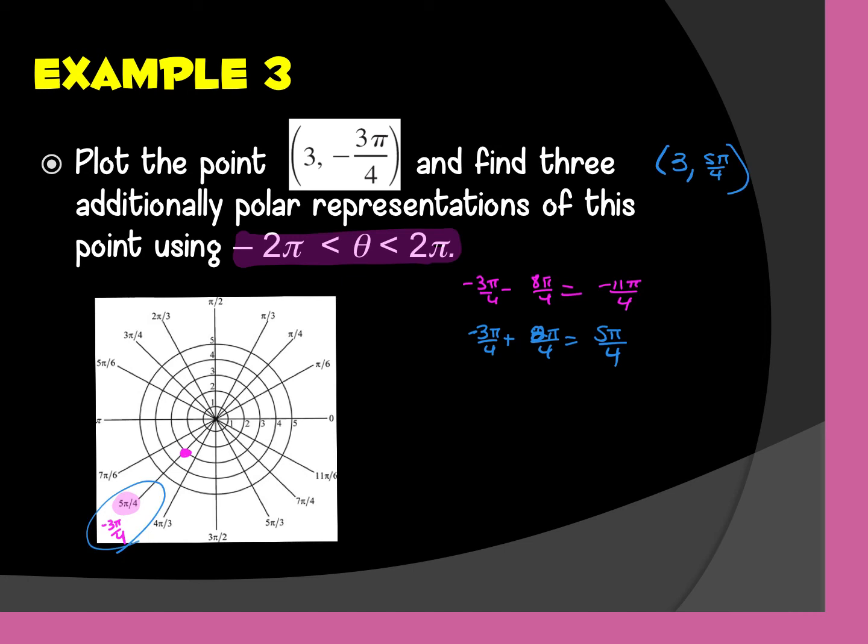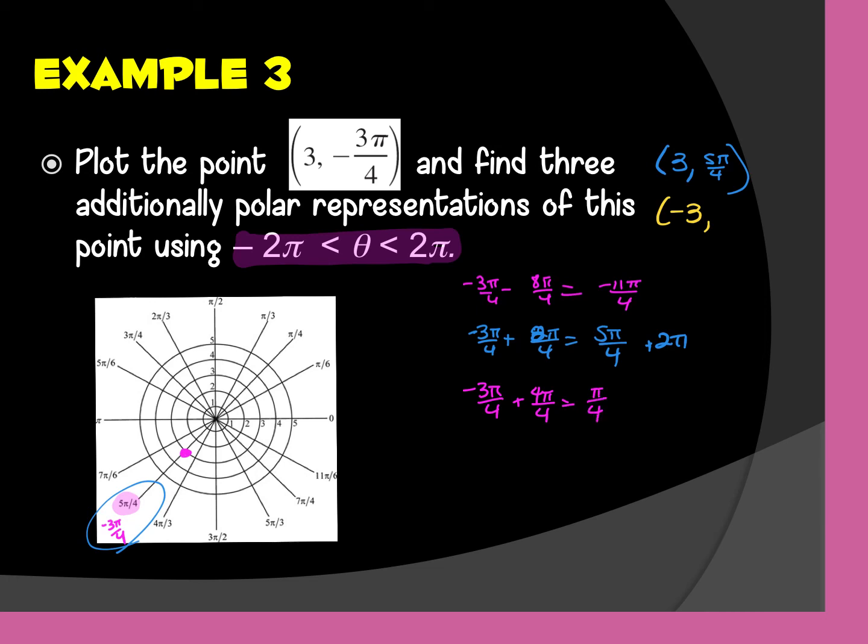If I add 2 pi again, it's too big. So I can't continue to go that way. I have to use the other option, which is change the r. So the r becomes negative 3. Take negative 3 pi over 4, add odd multiples of pi. So add pi, which would be 4 pi over 4, and I get pi over 4.